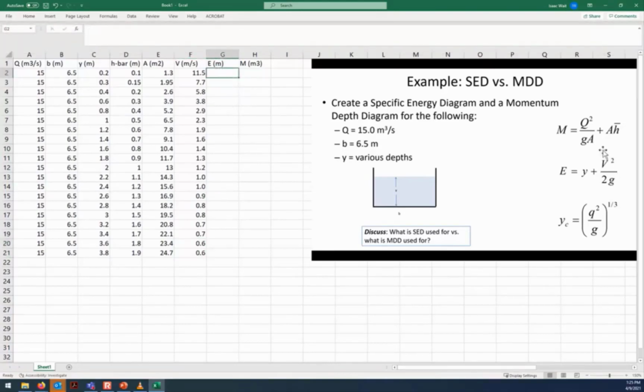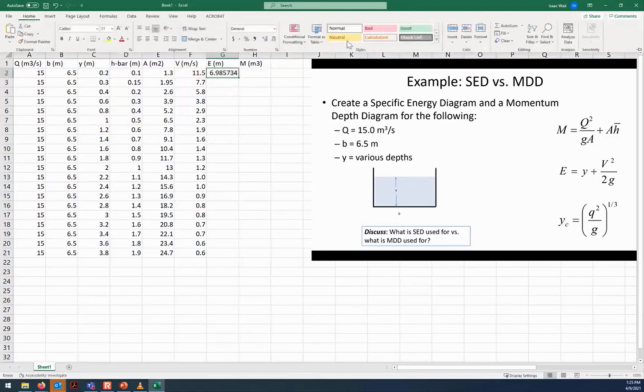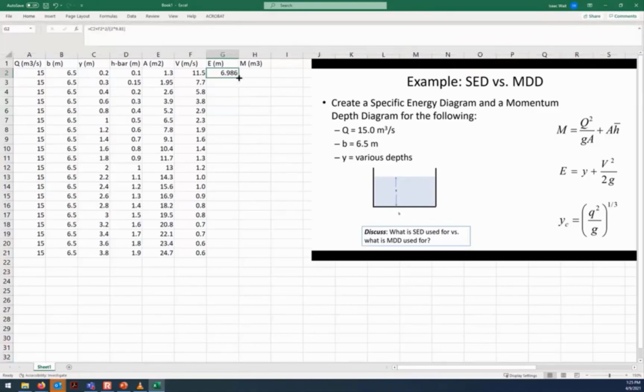Okay, so specific energy, it's the depth and velocity head. So it is the depth, here's Y, plus V squared divided by 2G. I've got the specific energy for this first one, and I can grab onto the side and drag it down through all of them.